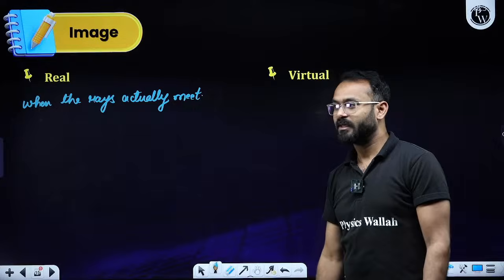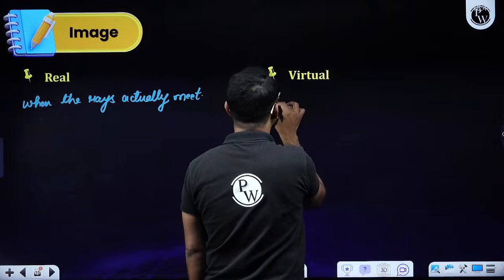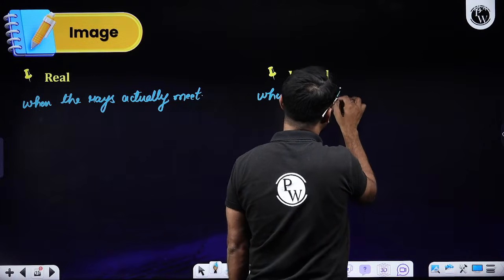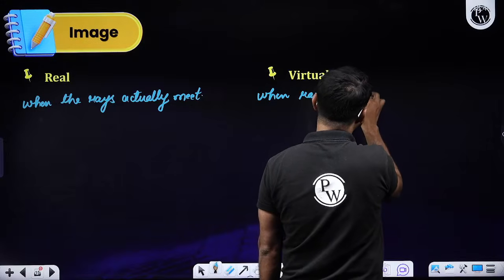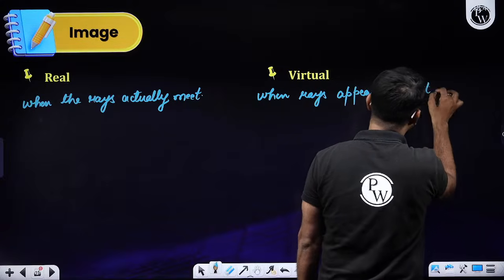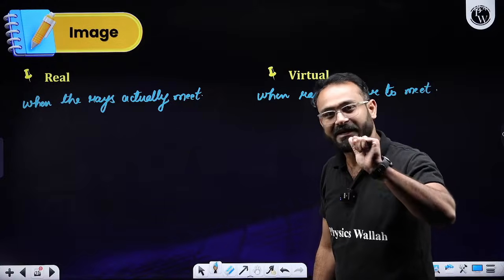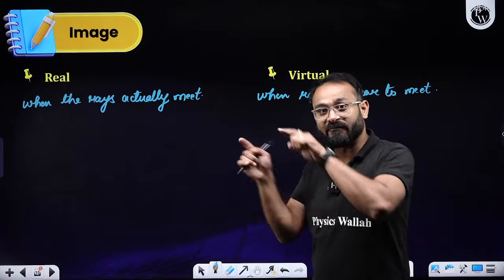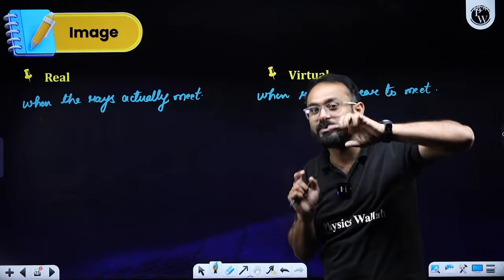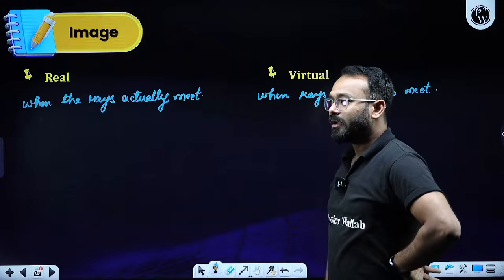Got it? Whereas talking about a virtual image, it says when rays appear to meet, exactly like we did in the plane mirror in the previous cases. In the previous cases where we drew the point object image and the extended object image, the light rays, after striking the plane mirror, were going somewhere else, but they appeared to meet. That is the thing. Can be obtained on screen.